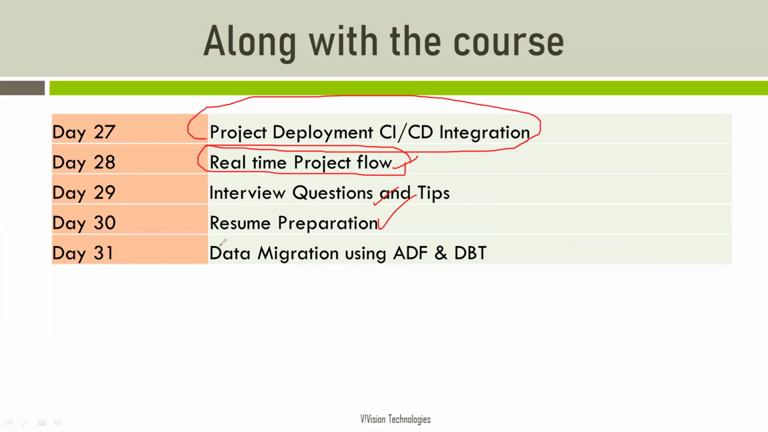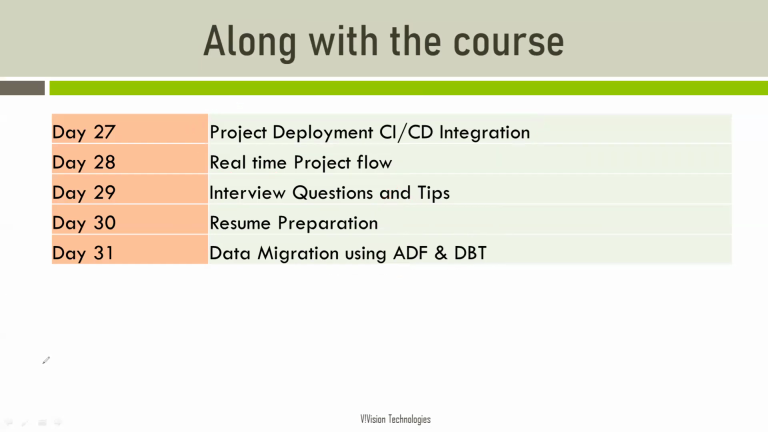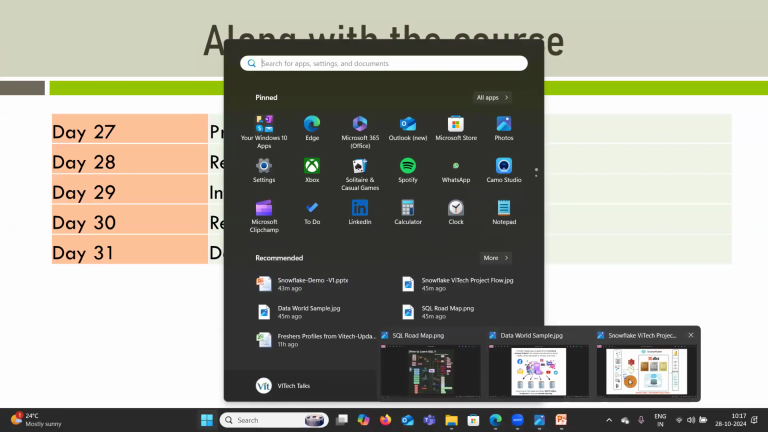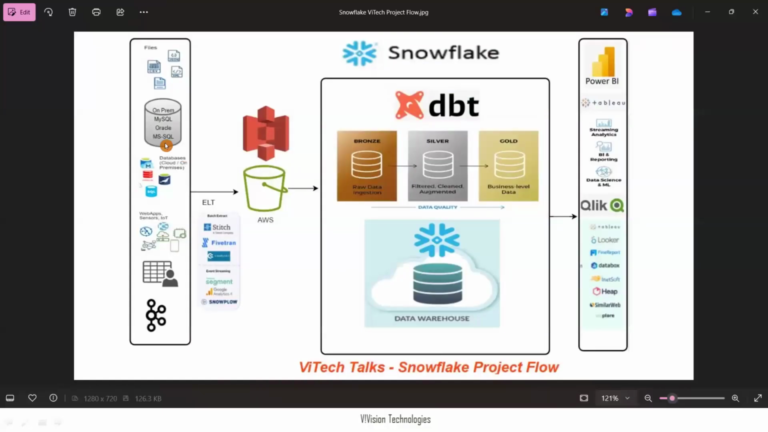There is one class for data migration and ADF. Okay, by using ADF also how data migration is going to happen. And DBT. DBT is like data build tool, how we are going to create data models. Okay, this and all you are going to learn here. So this is the project which you are going to do at the end.